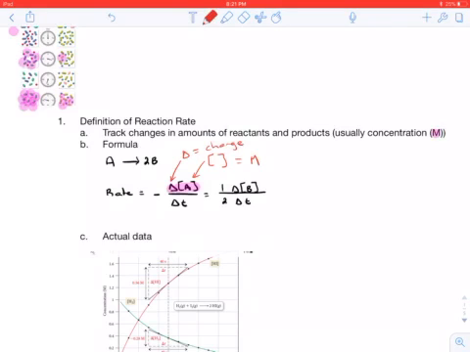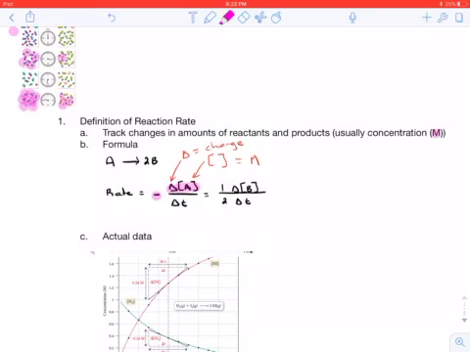Now, as you can see, for our reactants, we put this negative sign out front. That negative sign is because the reactants are going to be used up, and we always want a positive rate. So if we take final concentration minus initial concentration, that will give us a negative number for our reactants, but we want it to be positive. So we go with the negative sign out front.